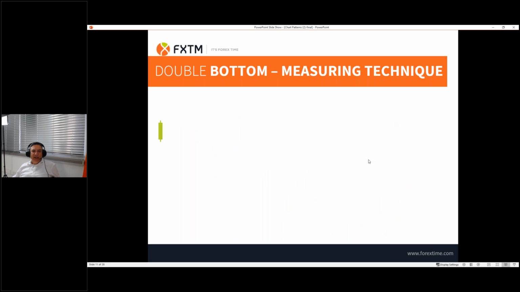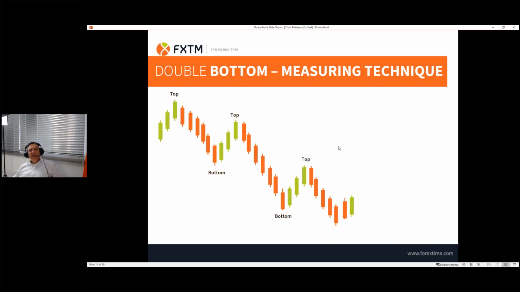Double bottom measuring technique. Again, you see the presence of the trend, of the downtrend. Never forget that is very important. A prerequisite is the presence of a downtrend. And then we see the two bottoms and prices moving higher than the last top. Now, a reversal is in place, a double bottom is in place, and a lot of traders will buy at this level right here. And of course, don't forget to place your stop loss at the last bottom.